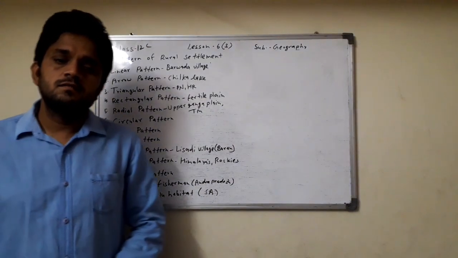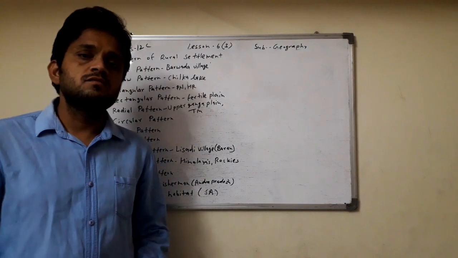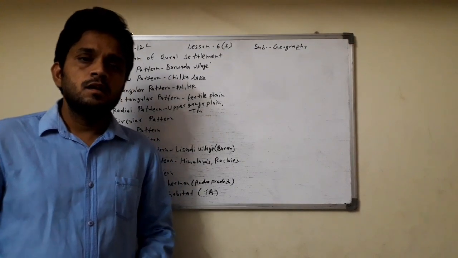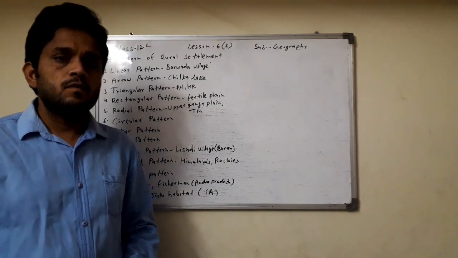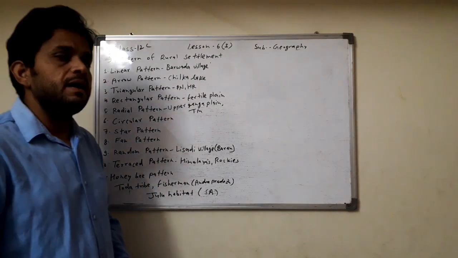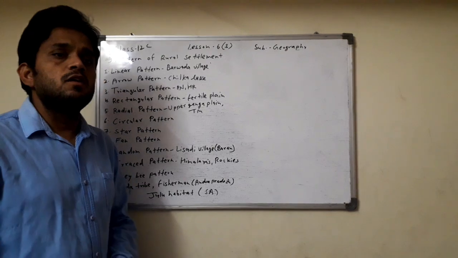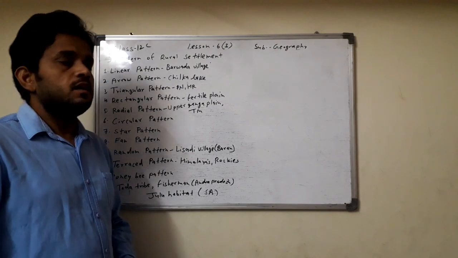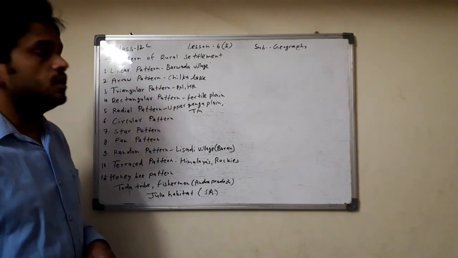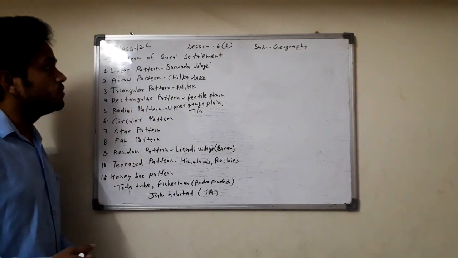Good morning, students. In the last class, we discussed the classification of rural settlements. Now we discuss the patterns of rural settlements. The villages are also found in different types, and now we discuss the patterns of rural settlements.